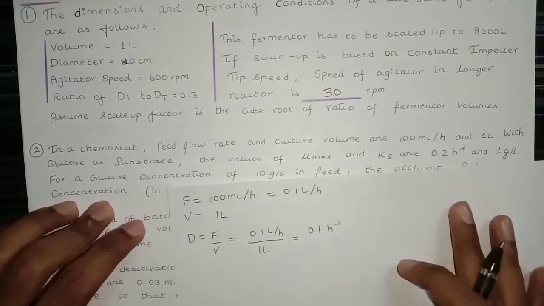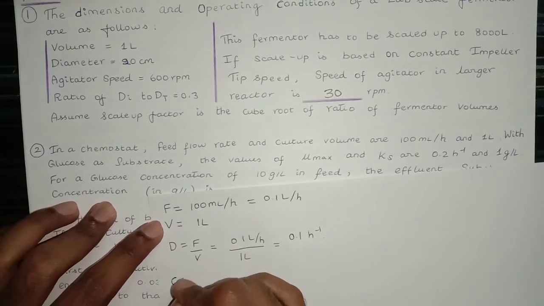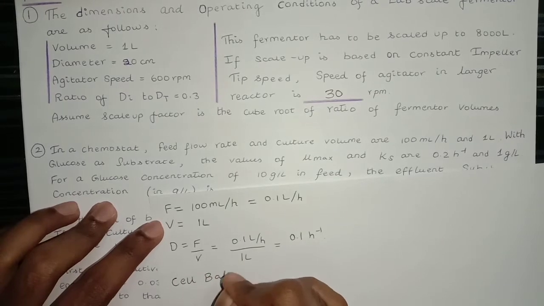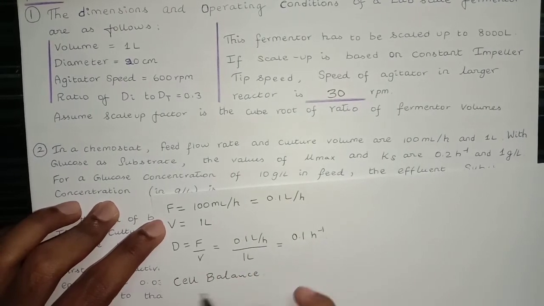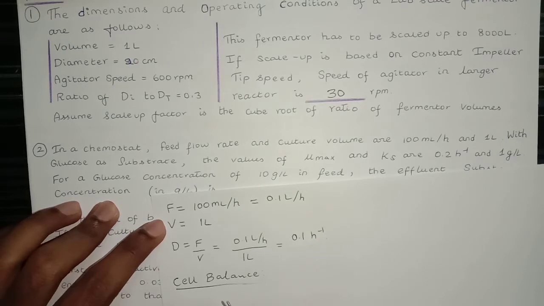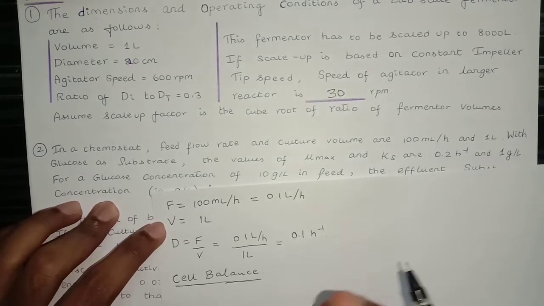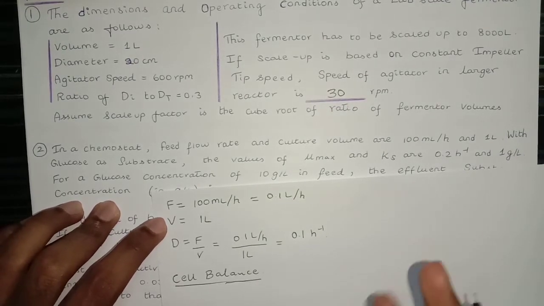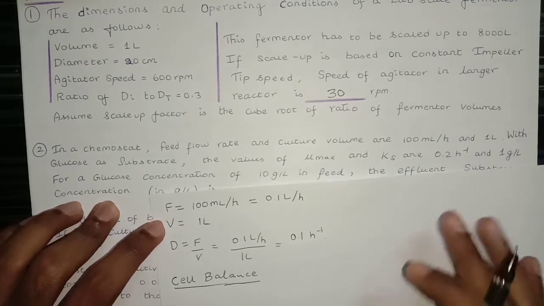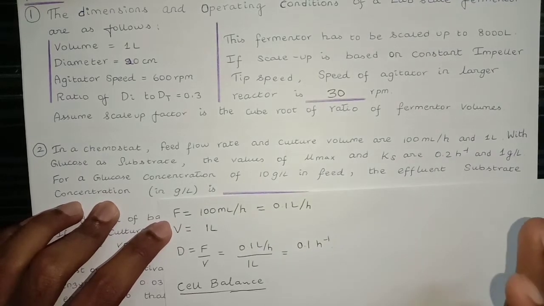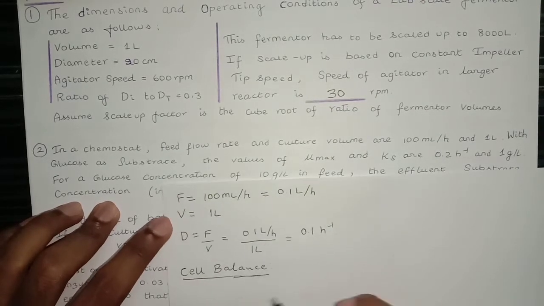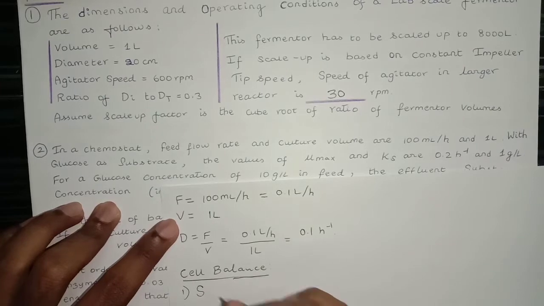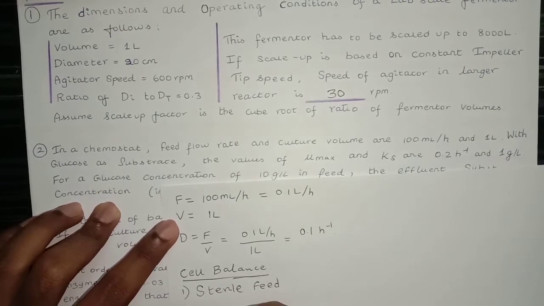Let's write the cell balance for this chemostat. The cell balance is cell in minus cell out plus cell generated minus cell consumed or cell death is equal to cell accumulated. Assuming steady state, the accumulation of cells would be 0. So we make 3 assumptions. One is the sterile feed. Two, no cell death.